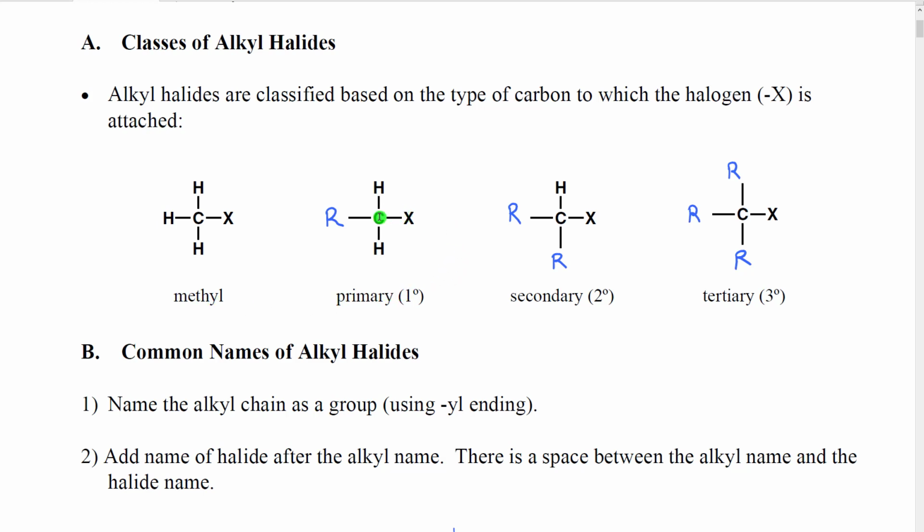If the halogen is attached to a primary carbon, which would be a carbon with one other carbon group attached, we call that a primary alkyl halide. Similarly, if the halogen is attached to a secondary carbon, we call it a secondary alkyl halide. And if the halogen is attached to a tertiary carbon, we call it a tertiary alkyl halide. And there is no such thing as a quaternary alkyl halide, because if you had 4 carbon groups on the carbon, you would have no room for the halogen.